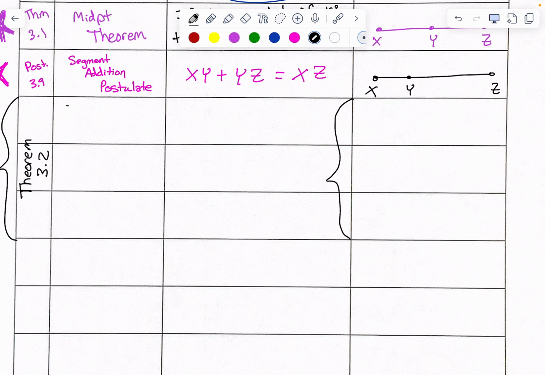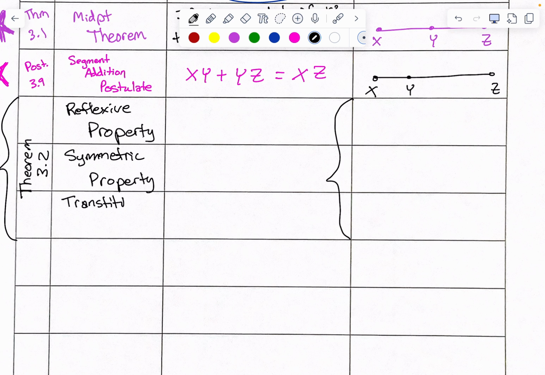The first one is called the reflexive property. This one is the symmetric property. And this one is the transitive property. There we go. It's reflexive, symmetric, transitive property.